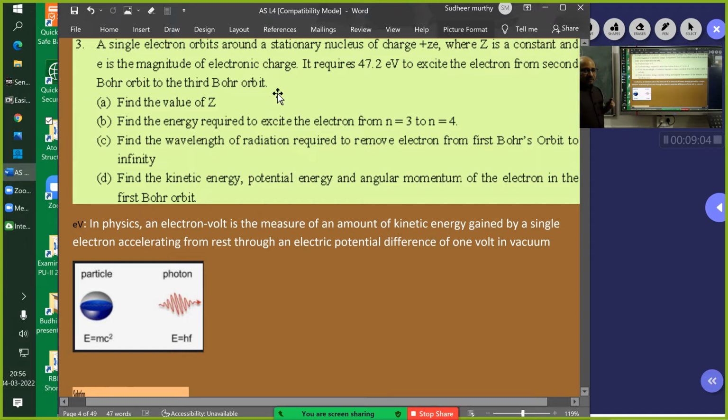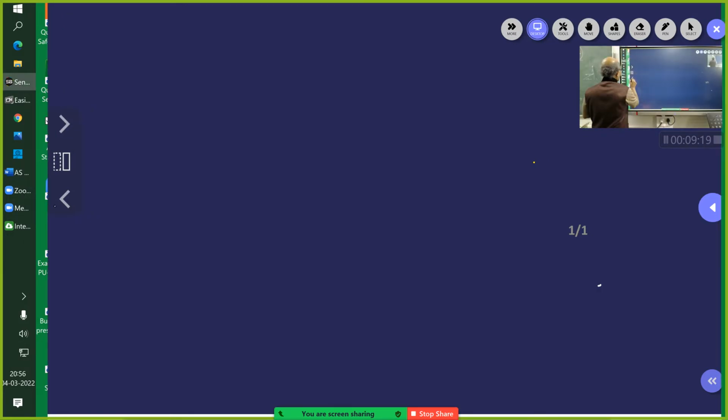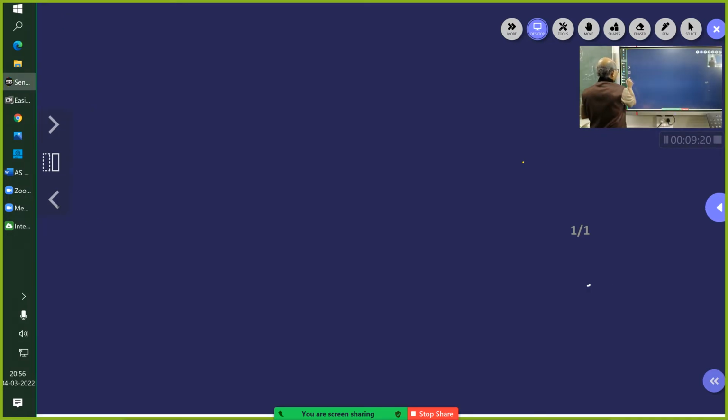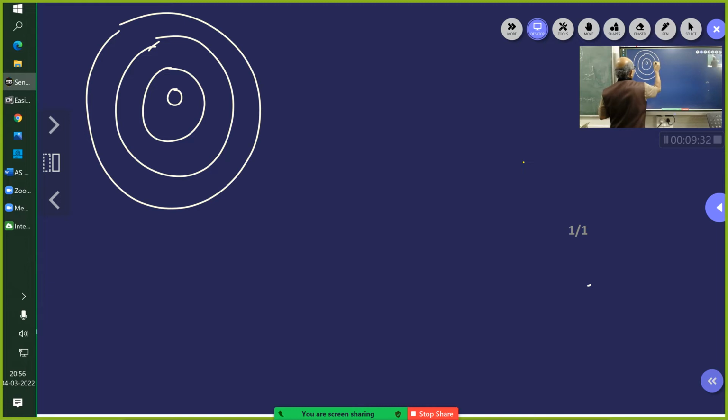Is it clear? So this is the amount of energy. So what I expected you to tell was, what is this 47.2 electron volt representing? That's what I wanted. So you see, here is the nucleus. So you try to catch up with me. It is going from second orbit to third orbit.